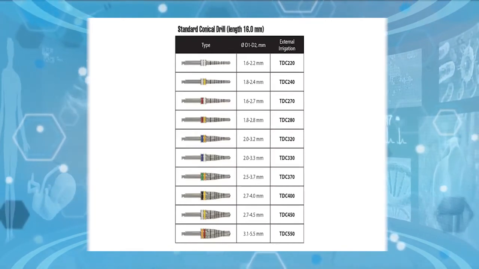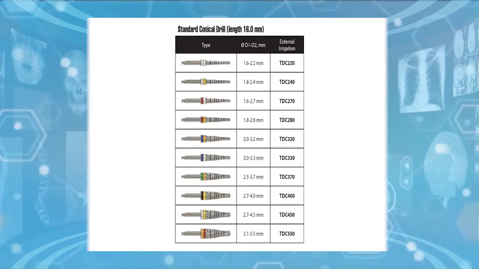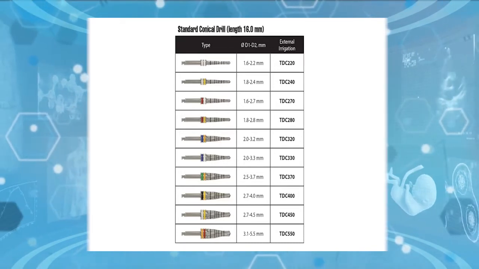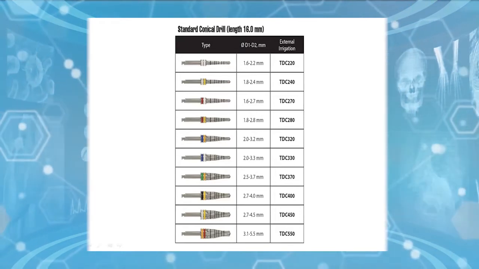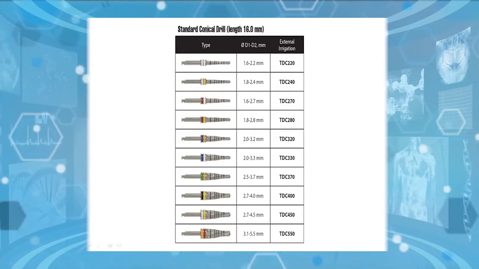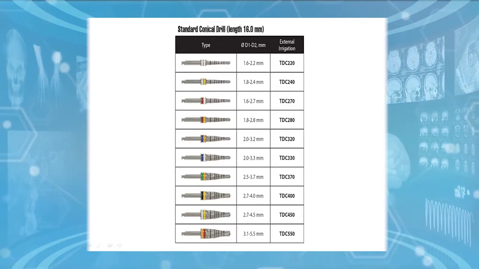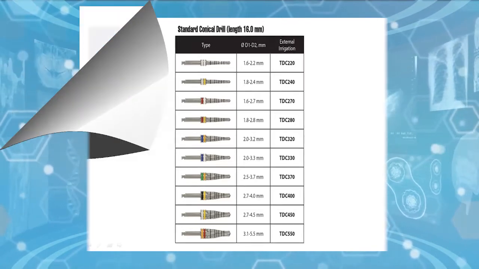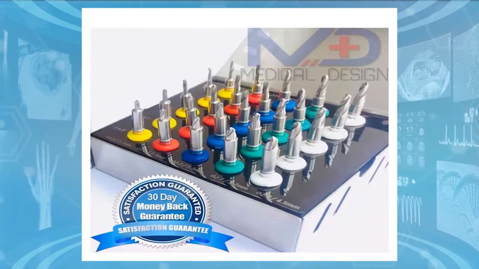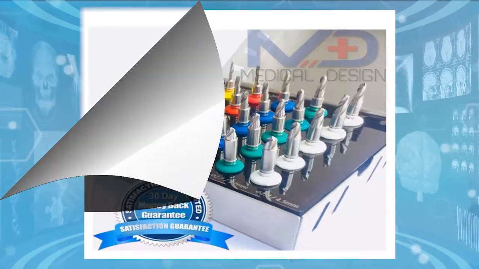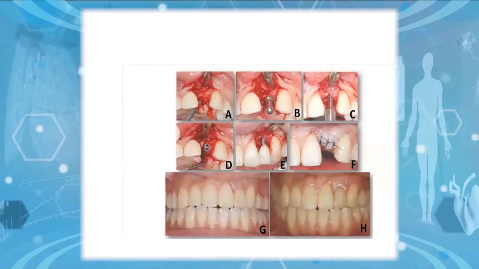You can see the standard implant drills of different sizes, starting from D1, D2, according to the implant size and available bone. All these are the drills used during implant placement. You can see the surgical kit used during the implant treatment.